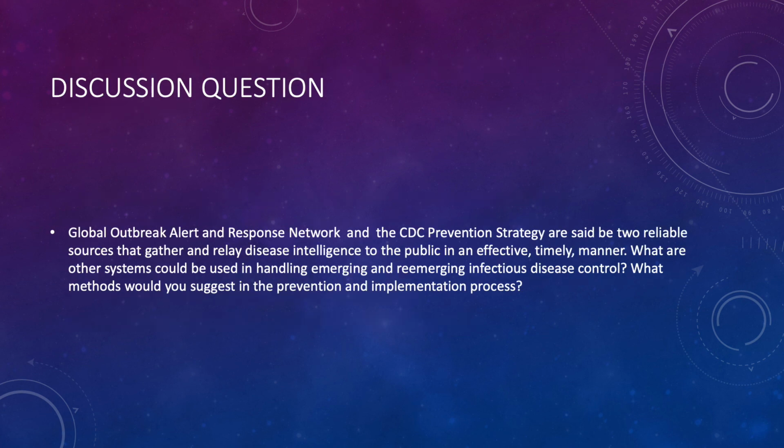So I'll end with the discussion question. The Global Outbreak Alert and Response Network and the CDC Prevention Strategy are said to be 2 reliable sources that gather and relay disease intelligence to the public in an effective and timely manner. What are other systems that could be used to handle emerging and re-emerging infectious disease control? And what methods would you suggest in the prevention and implementation process?